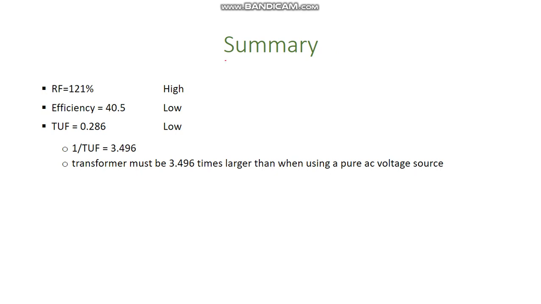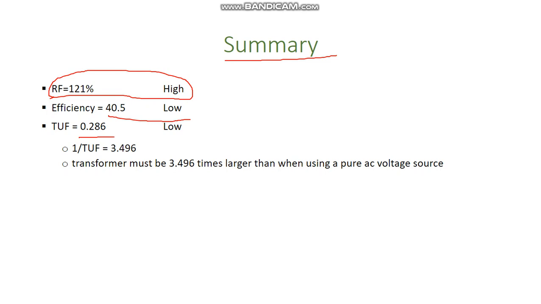Now we have to summarize this example. So the ripple factor we calculated was 121%, which is very high. The efficiency turns out to be 40.5%, which is very low. In case of full wave rectifier, we will see that this efficiency will increase.